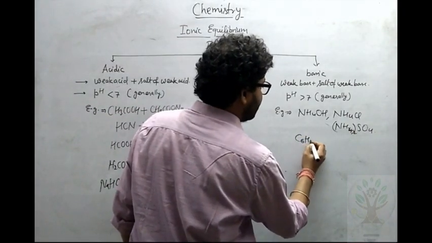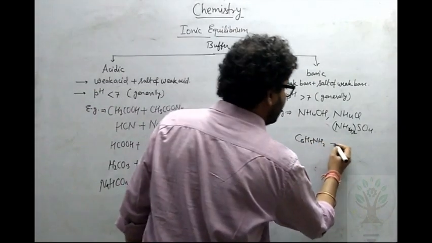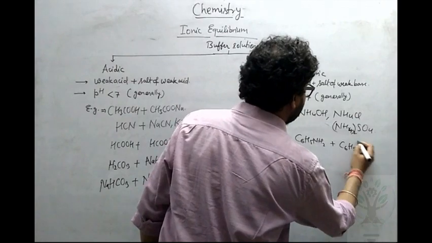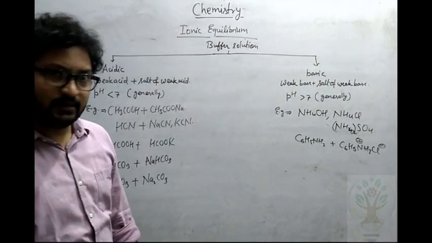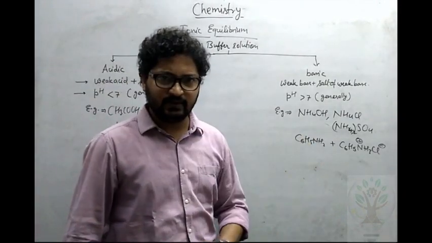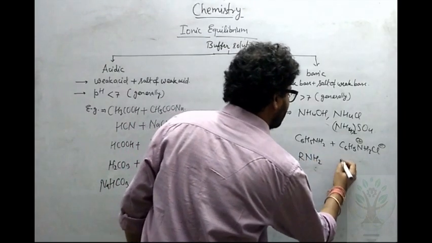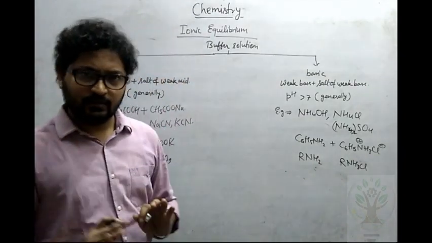Now, take one more. Let's say C6H5NH2. This is aniline. And its salt, C6H5NH3 plus Cl minus. Anilinium chloride. Are you getting the same? So similarly, you can make so many examples here as well. Okay, let's say RNH2. So RNH3Cl. Okay.